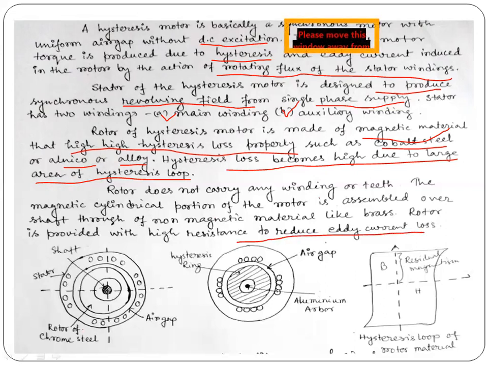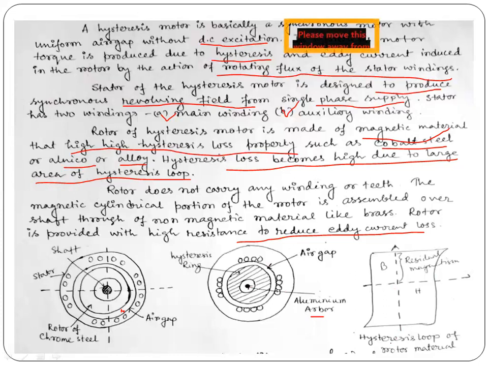So this is our rotor, which is made of chrome steel, and this part is the air gap we have shown here, and this is our stator, and this one is the shaft. This is the hysteresis ring formed in the rotor, and this is the aluminium bar.